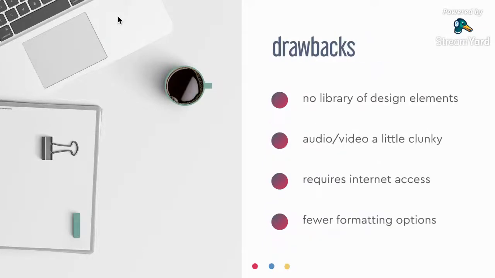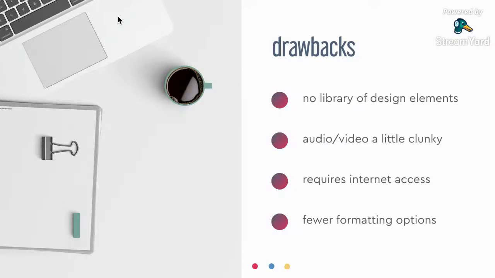So drawbacks of Google Slides as an option for creating resources is there's not a huge library of inbuilt design elements. You do have that search function on the side there, but you still have to bring the image in and keep looking for things and so on. The audio and video options, although they're there, are a little bit more clunky than PowerPoint or Keynote. So if I am doing something which requires video and audio in a more heavy way, I would tend to go for Keynote on my own Mac.